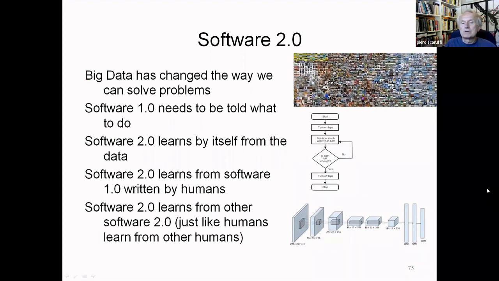So software 1.0 needs to be told what to do. Software 2.0 learns by itself from the data. And software 2.0, now we can add something that Karpathy didn't say 6 years ago. Software 2.0 can also learn from software 1.0 written by humans and posted on the internet. And software 2.0 very soon will be able to learn from other software 2.0 systems.